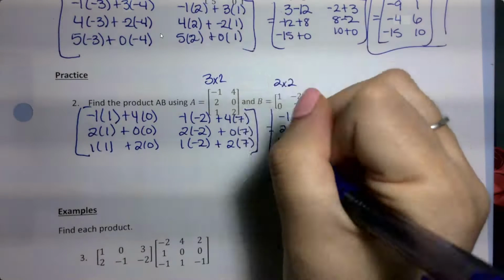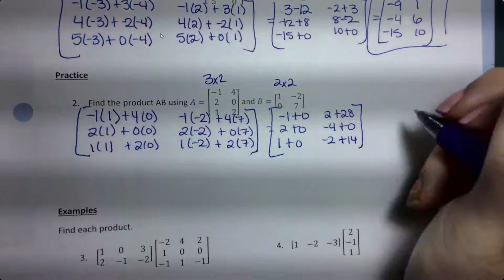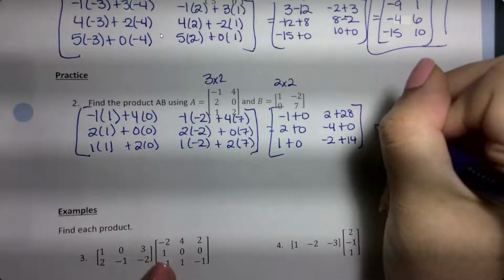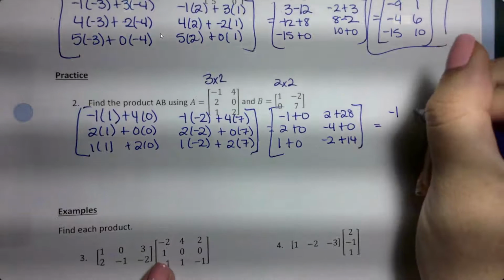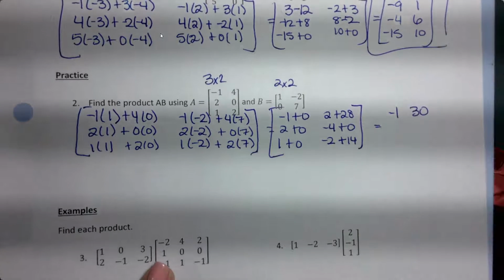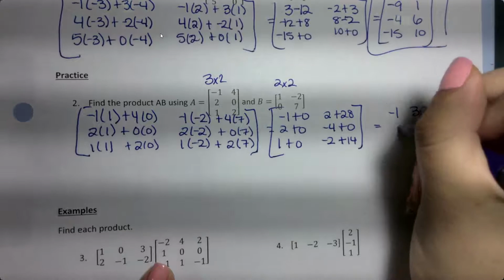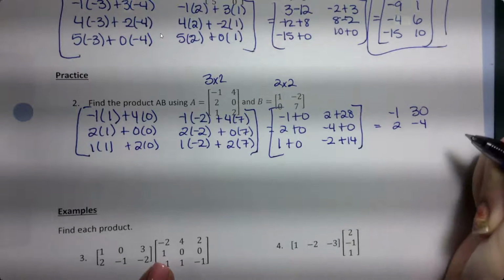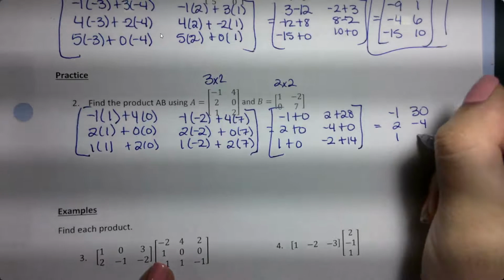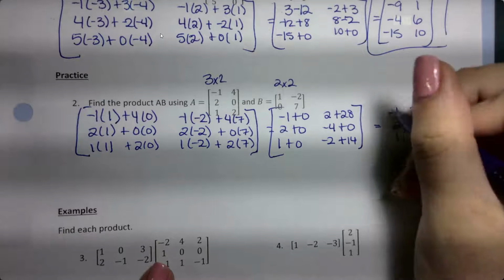Draw my brackets. Then I want to go ahead and just combine like terms. So I end up with negative 1, 30 for my first row, 2, negative 4 for my second, and 1, 12 for my third.